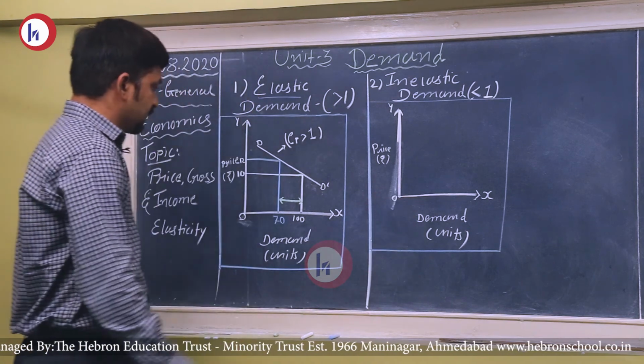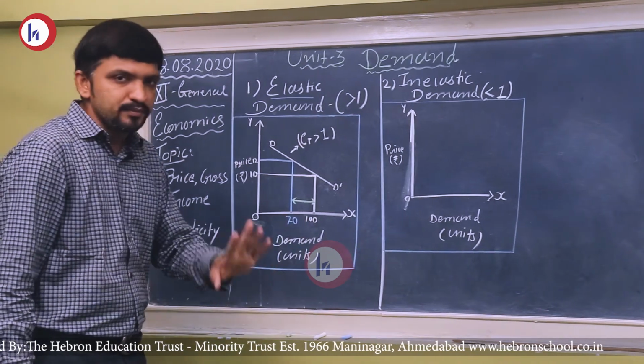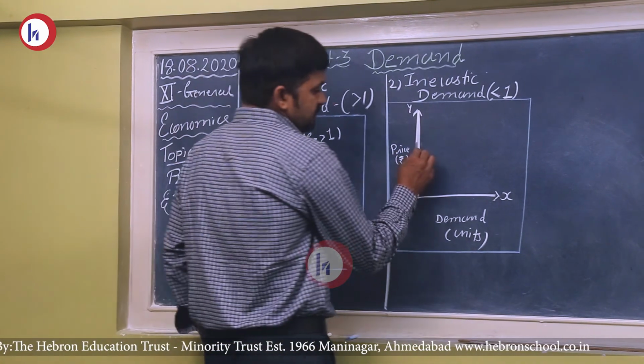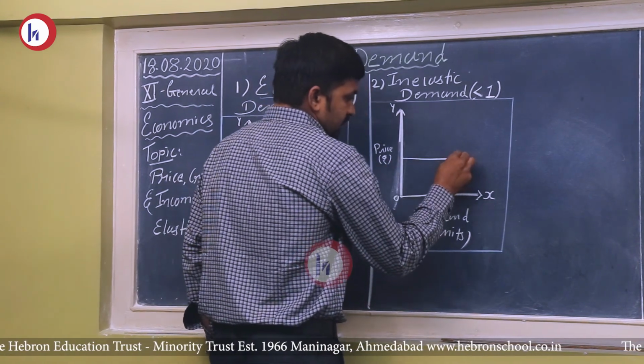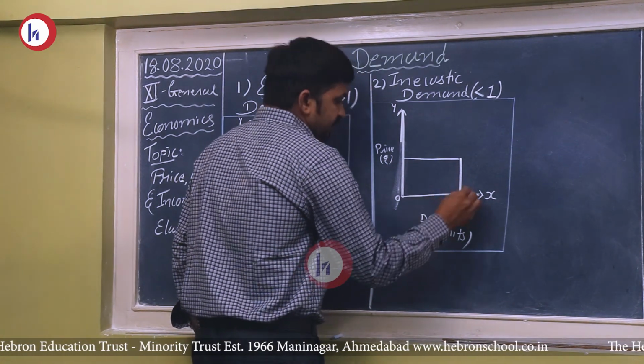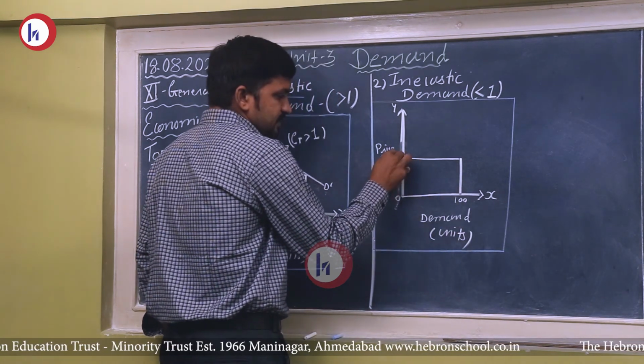So once again, the price of the commodity is 10 and the quantity demanded is 100. The base value will be same.